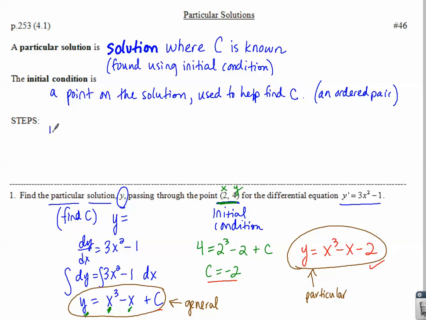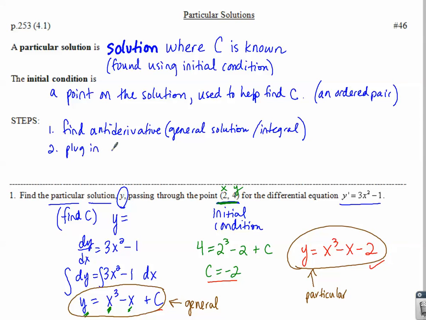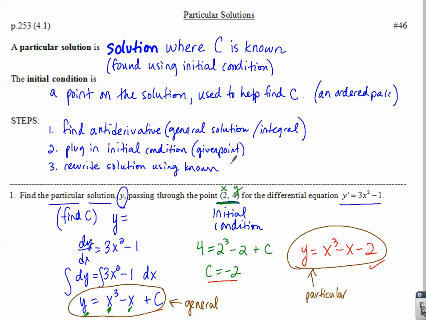So let's review our steps. 1, find the antiderivative or the general solution or the integral. 2, plug in the initial condition or the given point. And 3, rewrite the solution using your known value of C.